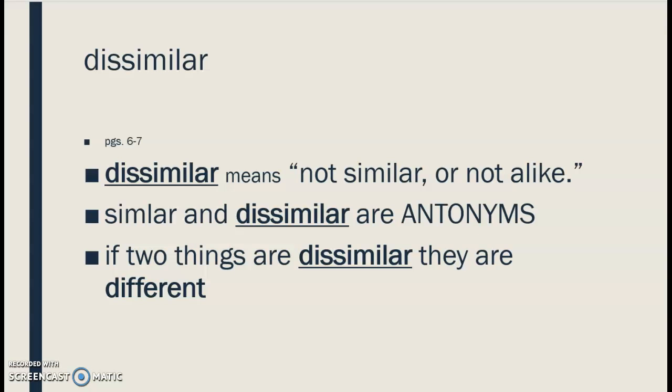The first word that we want to discuss is the word dissimilar. It sounds kind of funny. We're used to the word similar, but this word means not similar or not alike. So similar and dissimilar are antonyms. They are opposites. If two things are dissimilar, then they are different.